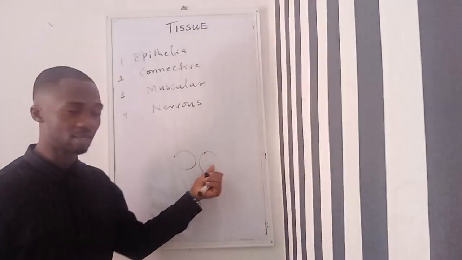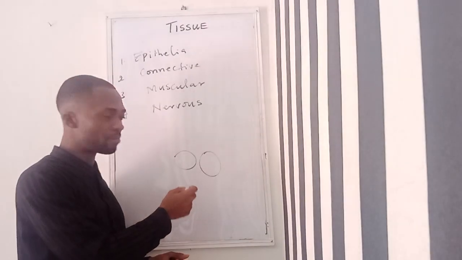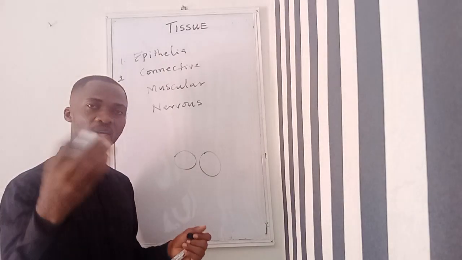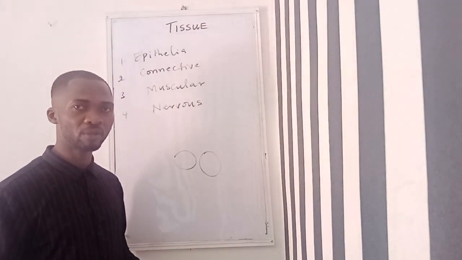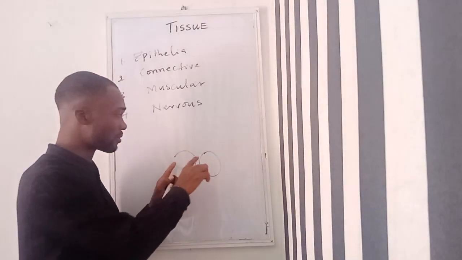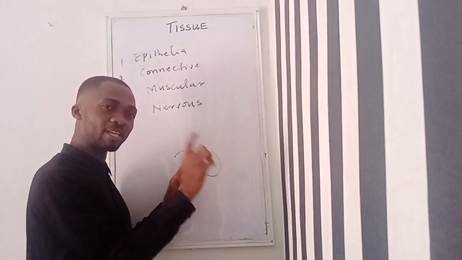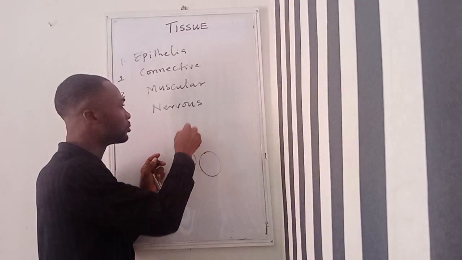This is another cell. This is a cell. This is a cell. Then there's a space here. Because of this space, it may not confer the normal protection it should confer. So as a result of this, you discover that the cells that form epithelial tissue are not like this. They form a continuous layer of cells.